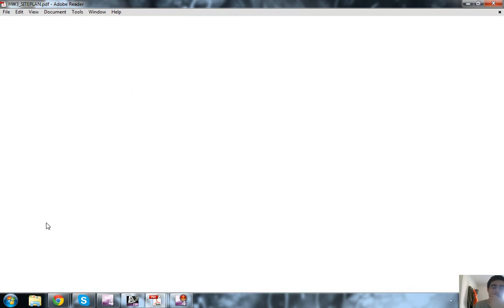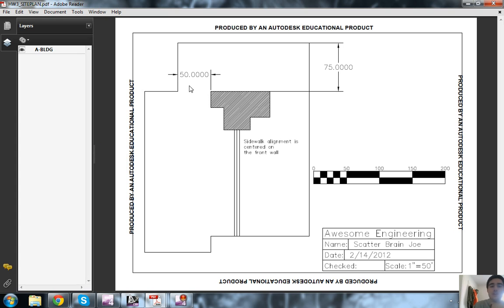So here's the site now. And I've given you dimensions on where you should put your house afterwards. So now we have a different scale. We have 1 inch equals 50 feet. So this measurement should be an inch. And it is. So we're doing the same thing.